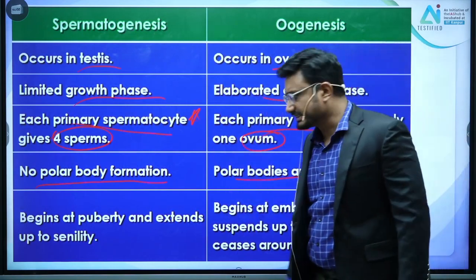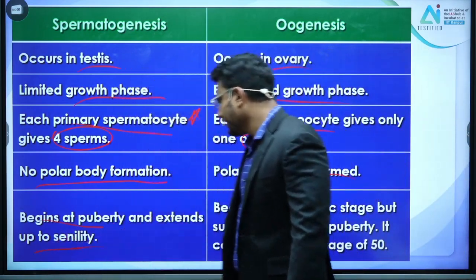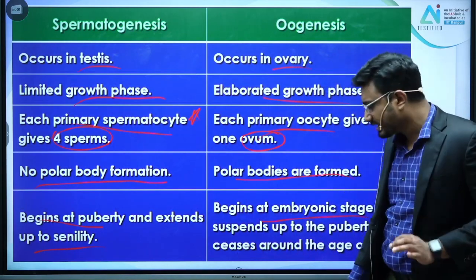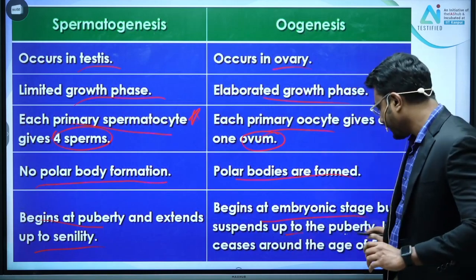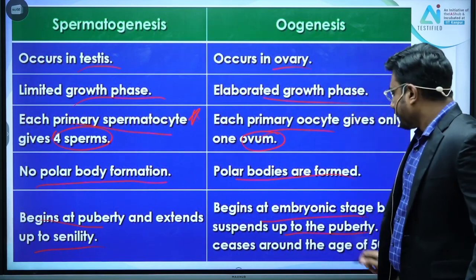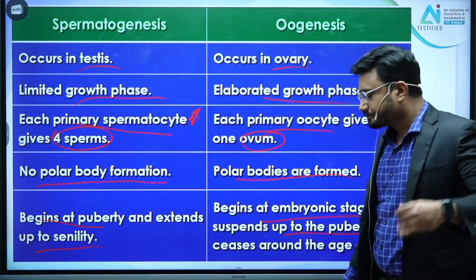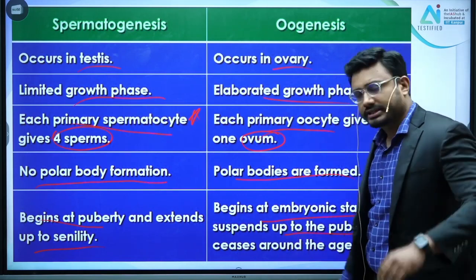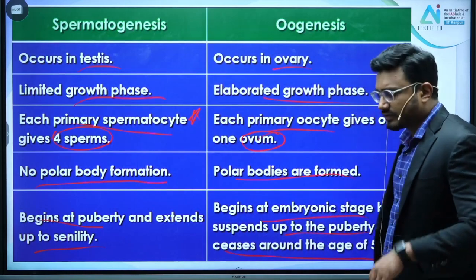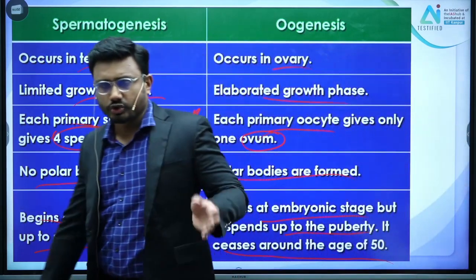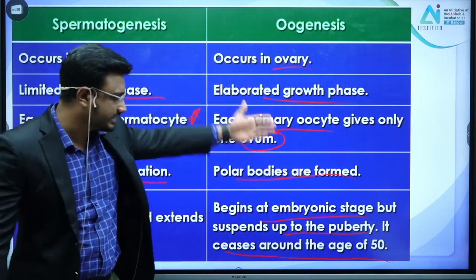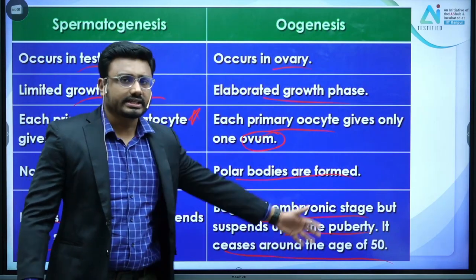Spermatogenesis begins at puberty and extends up to old age, whereas oogenesis begins in the embryonic stage but is suspended at puberty. So it gets arrested at the prophase 1 of meiosis. After puberty, when menstruation starts, the first menstruation is known as the menarche, and it ceases around the age of 50, which is known as the menopause. So no development of the gamete happens after the menopause, that is the last menstrual cycle, which happens around the age of 50.